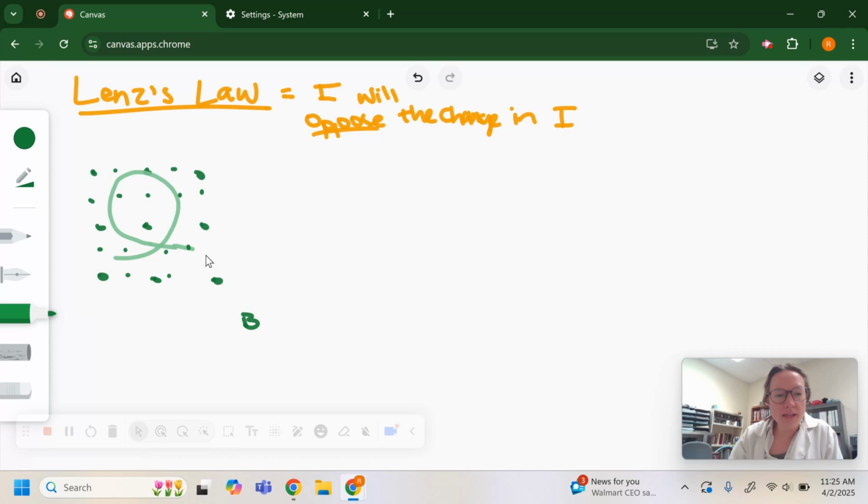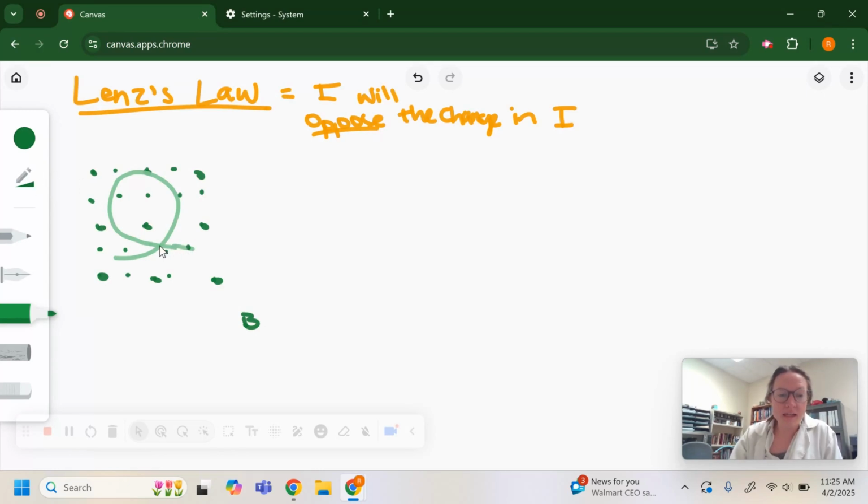A way stronger magnetic field now. That means that now there's more flux going through the loop. Here's what Lenz's law says. Lenz's law says that the current will be induced in the loop to oppose the change in flux.